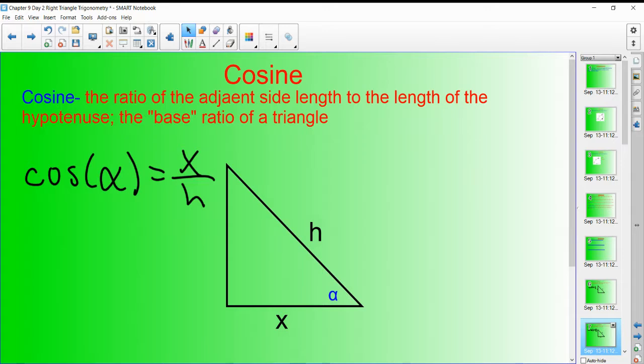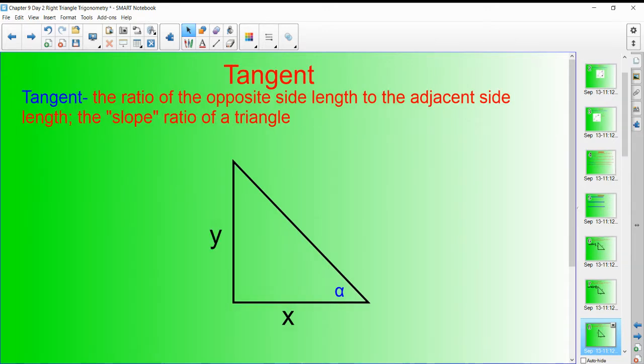Now, tangent is the slope ratio. So tangent is the opposite over the adjacent. Opposite over the adjacent. Change in y over change in x. Okay, it's the slope of this hypotenuse. And that's going to be really important when we get to circle trigonometry, understanding that tangent is a slope.